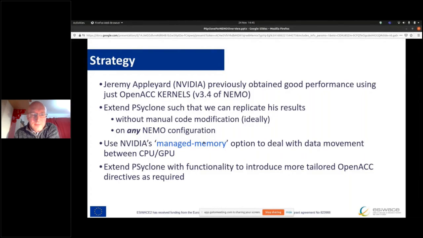And finally, we've extended Cyclone with functionality to introduce more tailored OpenACC directives. So although we primarily rely on adding OpenACC kernels into the code, there are cases, and you'll see these in the hands-on, where we know, for instance, because we know the rough dimensions of the loops that we're dealing with, we know about the number of vertical levels, and we know about the extent of the latitude and longitude. We know we can give the compiler hints essentially as to what it should do, and so we can get a bit more performance out by doing that.